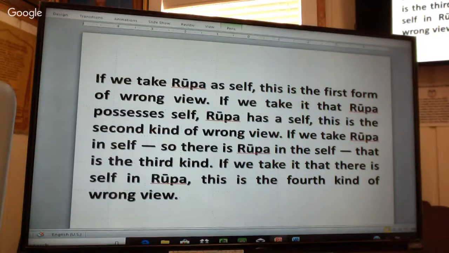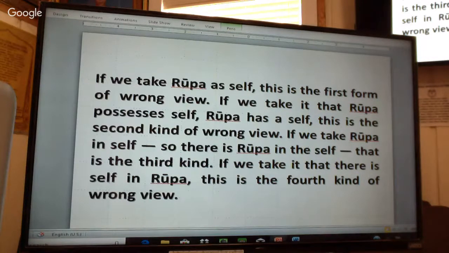But actually, number one, the first round view, is the same. They are identical, meaning the five aggregates, material, feelings, perception, mental formation, consciousness, are identical with the soul. The meaning is that they are exactly the same as the soul. They think material is a soul. They think feeling is a soul. They think perception is a soul. They think mental formation is a soul. They think consciousness is a soul. So the five aggregates and soul are the same.